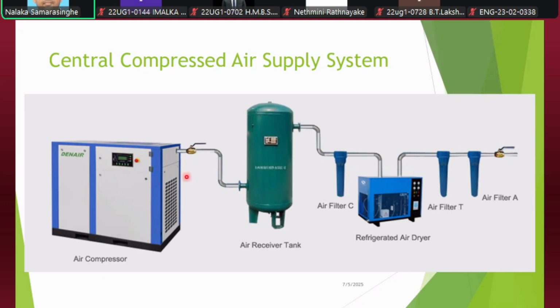So that's the reason why we use air compressors like these in industrial applications where you have higher air consumption. We have a vertical type air receiver tank, and these are some air filters, and we have a refrigerated dryer that condenses the moisture so it is removed from the compressed air line.